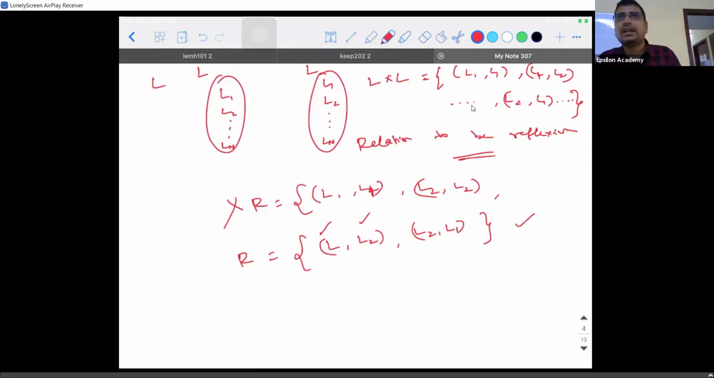Yes, it is symmetric. Right? See, I'm not writing in detail because it's already there in the textbook. Right? Will I be able to prove it is transitive? Will I be able to prove it is transitive?